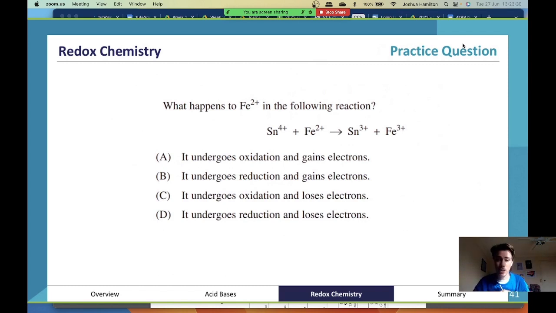What happens to Fe2+ in the following reaction? Have a quick think. I'm going to give you 20 seconds. You can see at the top, we've got 20 seconds from now. Go.